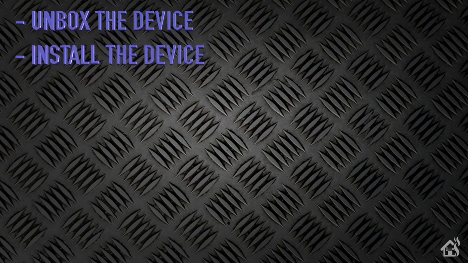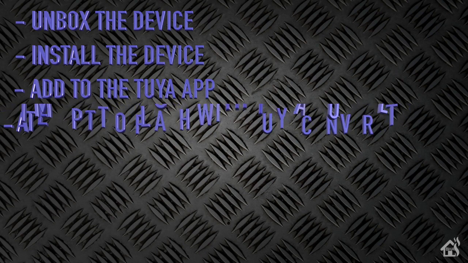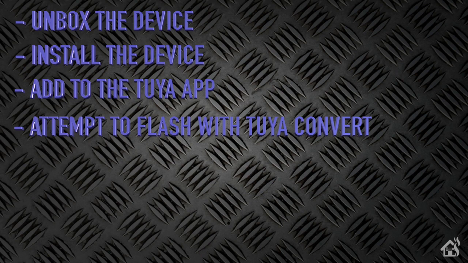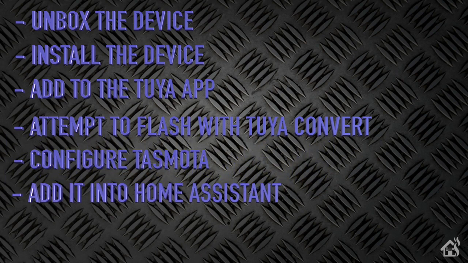Let's go ahead and do a quick run through everything we covered in this video. So of course, for starters, we unboxed the device. Once we did that, then we went through and installed it in the wall. Once we got it installed, I walked through getting it set up with the Tuya app. Once we saw how that works, we removed it from the Tuya app and we flashed it with Tasmota custom firmware using tuya-convert. Once that was done, then we configured Tasmota and then got it added into Home Assistant. Lastly, I showed you what that looks like in action.